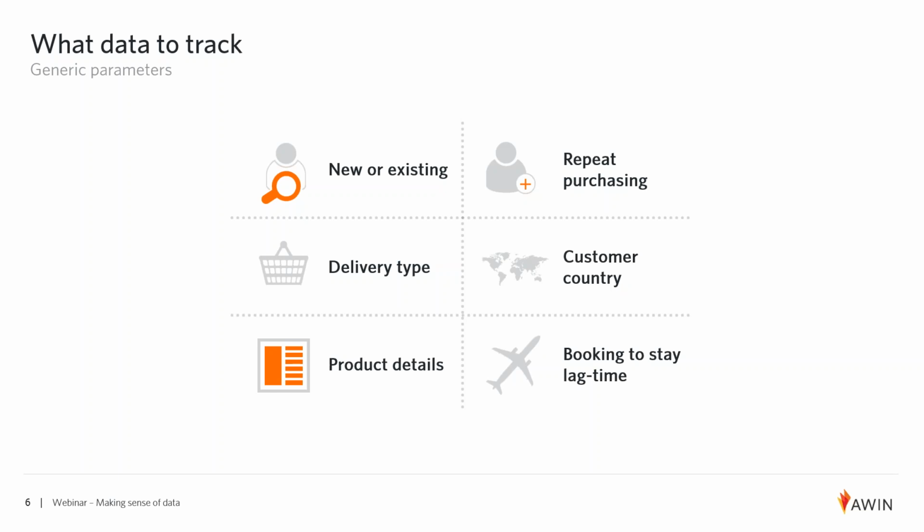5, customer country. We'll be able to understand how far customers are traveling to the event or the origin of their journey and which affiliates are driving bookings from further afield. And 6, booking to stay lag time. So this parameter is widely used with travel advertisers to understand the booking date in relation to the stay date to view the impact of last minute versus advanced planning.